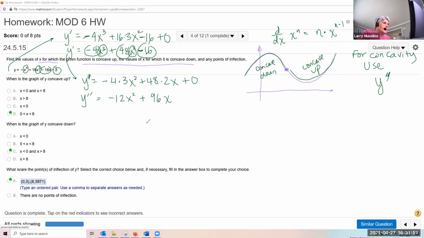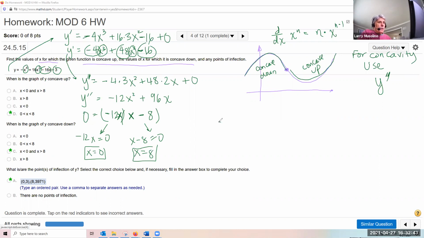But we set this equal to 0. And I'm going to factor out a -12x. That's going to leave me x minus 8. Yeah, x minus 8. Now I'm going to set each one of these parentheses separately equal to 0. So that's going to get me x equals 0 here and x equals 8 here.